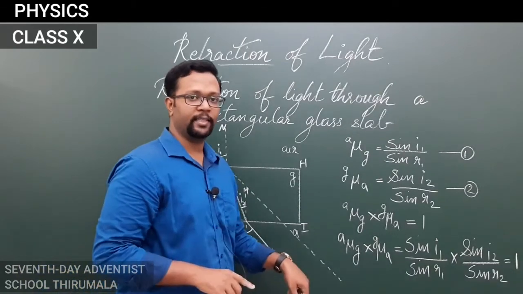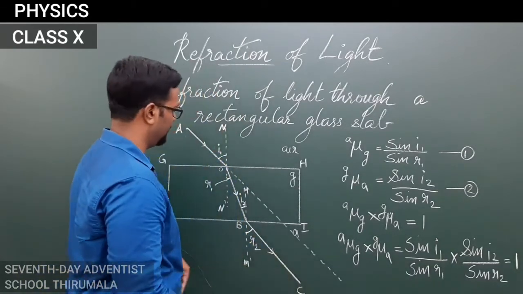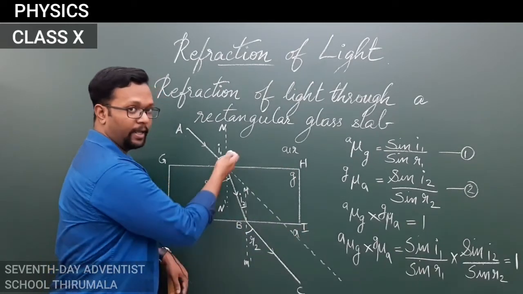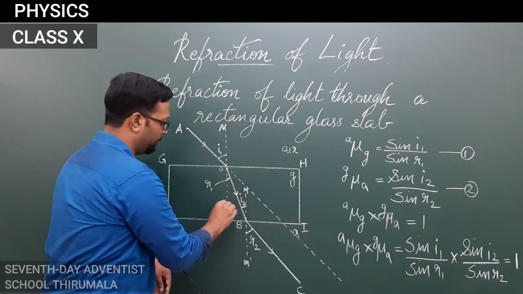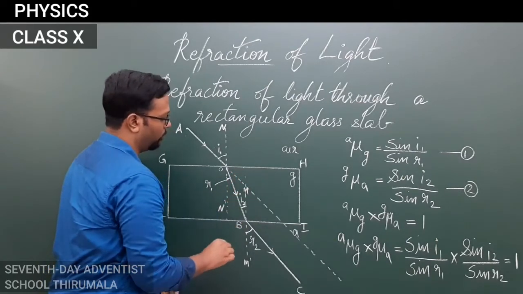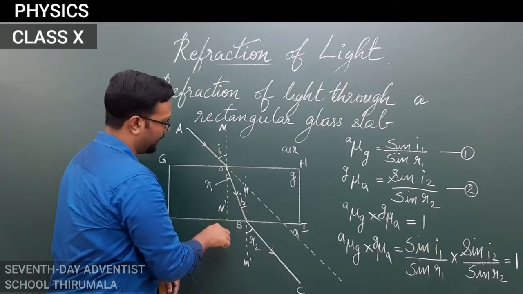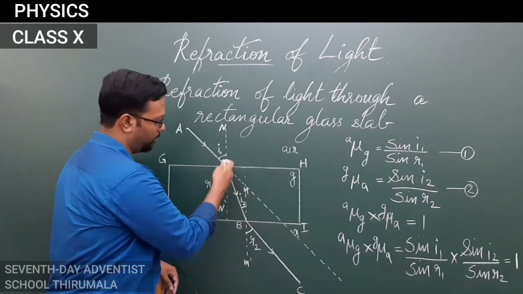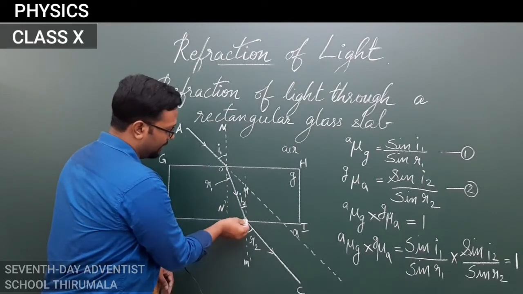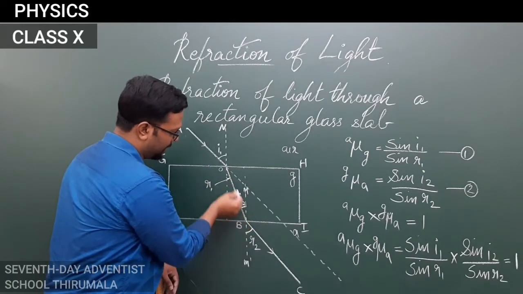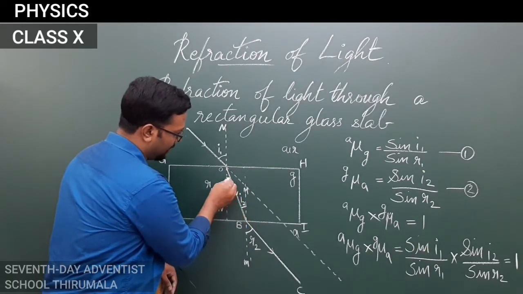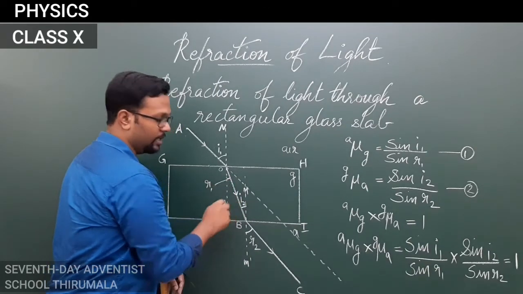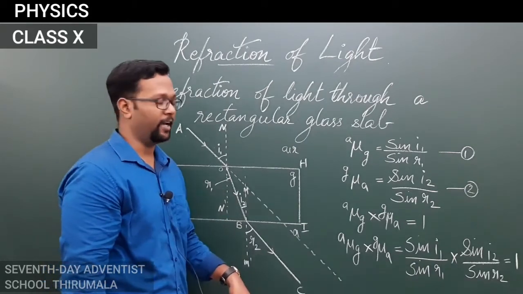Another interesting thing we can see here is that GH and IJ are parallel to each other. Therefore, the perpendiculars drawn to them, that is N dash and M dash, should also be parallel to each other. If these two normals are parallel, then this light ray is a transverse, and I2 and R1 are alternate interior angles and they are equal.